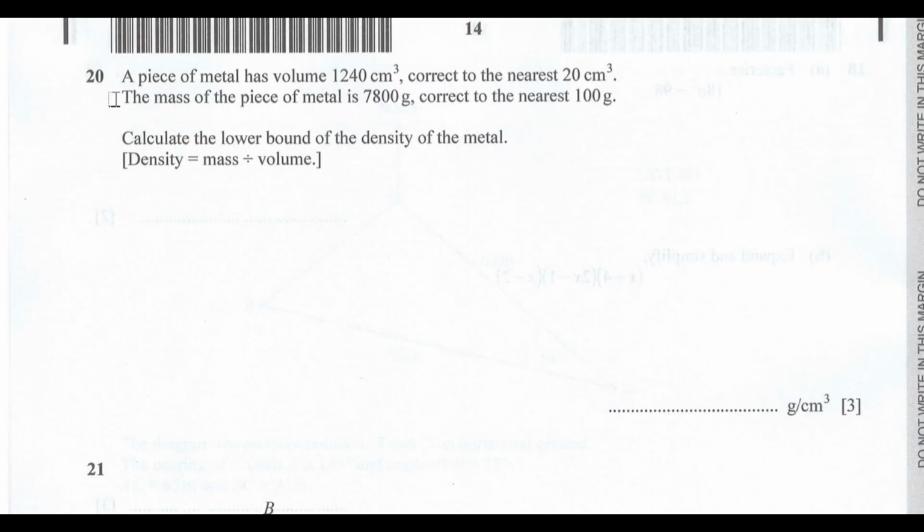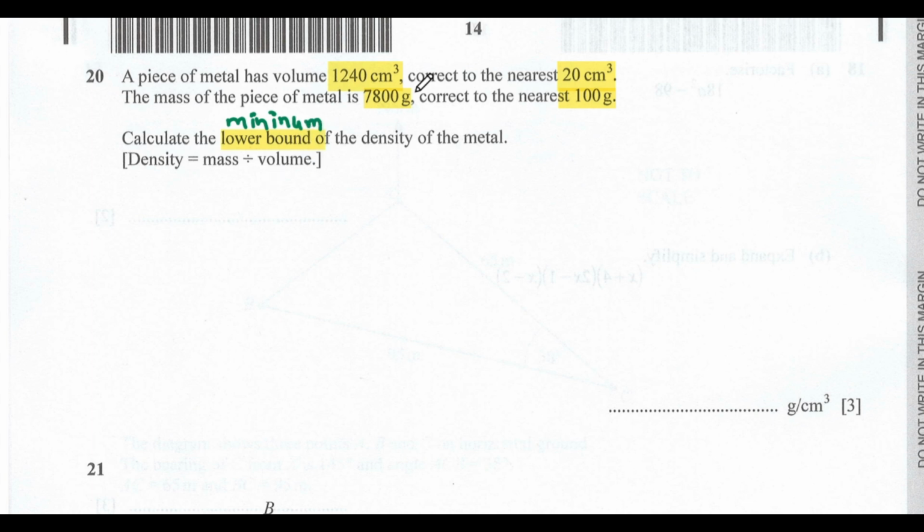Now, question number 20 says a piece of metal has the volume 1240 centimeter cube, correct to nearest 20 centimeter cube, and a mass of a piece of metal is 7800 gram, correct to 100 grams. Calculate the lower bound of density of metal, and lower bound means the minimum value of density. You have to calculate it.